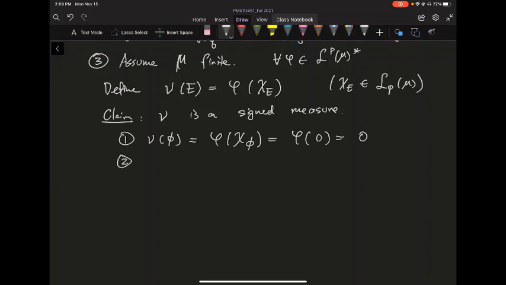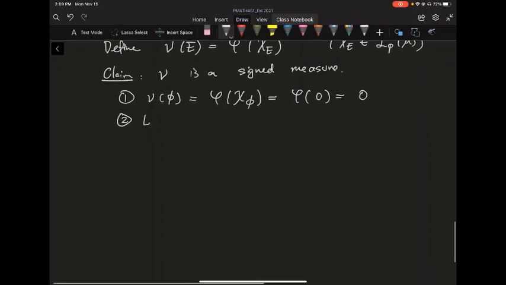And second, I need to show that if I have a bunch of disjoint sets, then mu is sigma additive. Okay, so let these E_n be disjoint. And then let's consider E, which equals the union, n going from 1 to infinity, of these E_n. Essentially I want to prove that nu of this E is the sum of nu of E_n. So I need to compare the characteristic function of this E versus the sum of the characteristic functions of these E_n. Moreover, I need to compare them in the L^p space. I need to treat them as L^p functions.